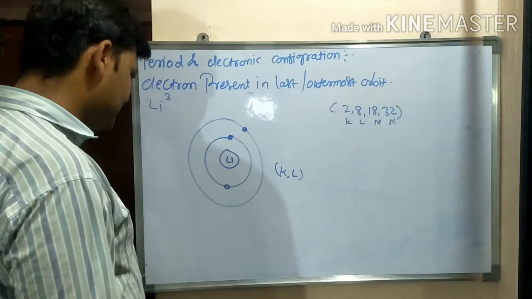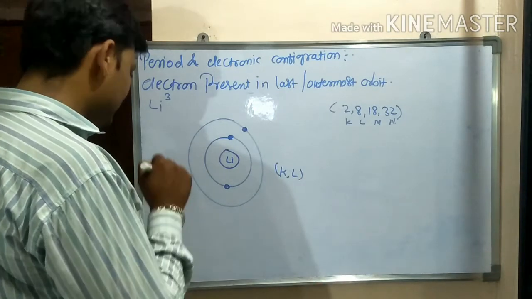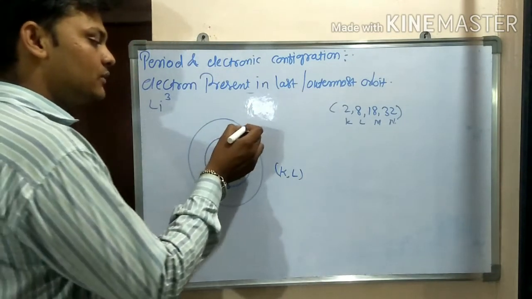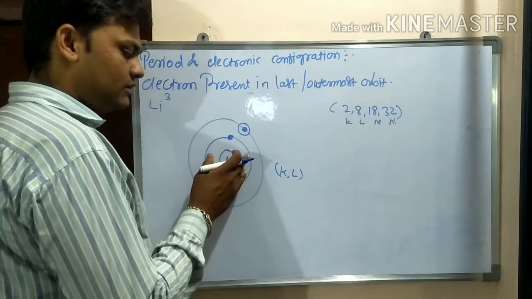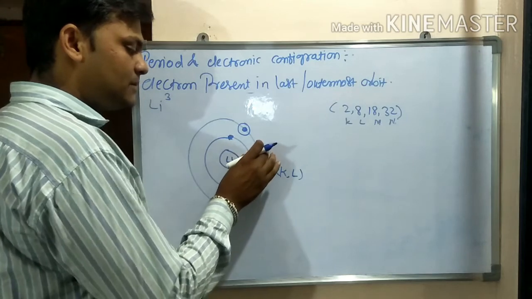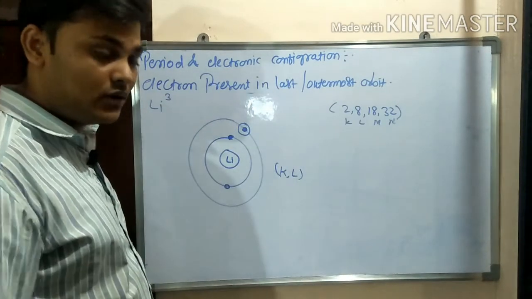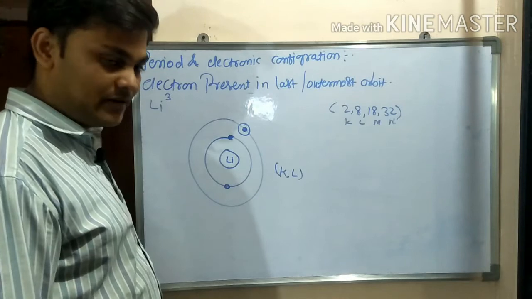Next, when we take hydrogen, in hydrogen also one electron is there in the outer shell. In lithium also one electron is there. No doubt, there is a difference between their orbits. In hydrogen 1 orbit is used, in lithium 2 orbits are used.